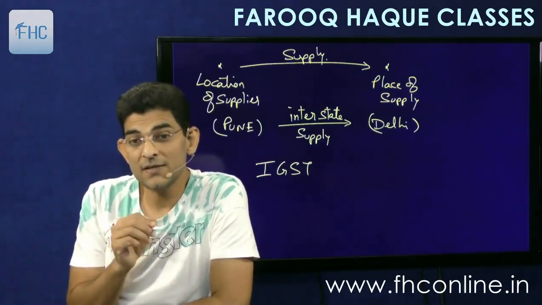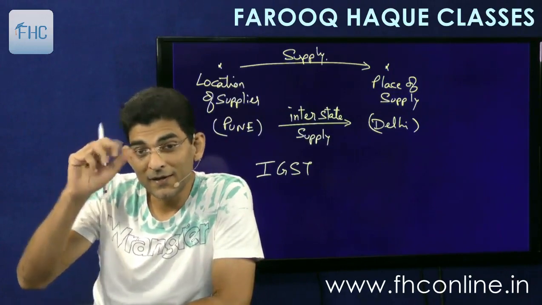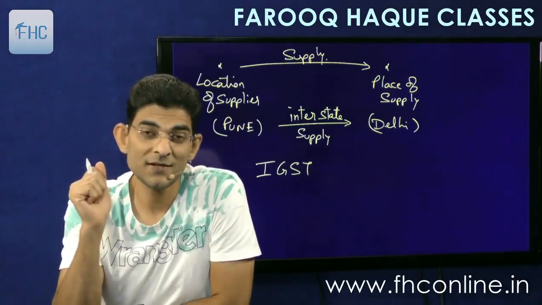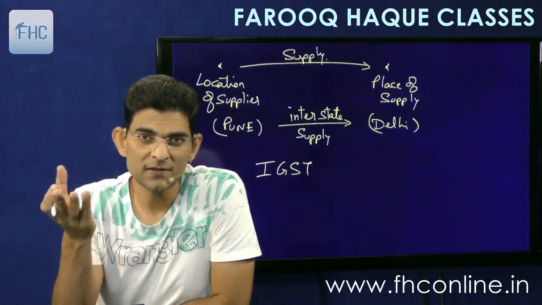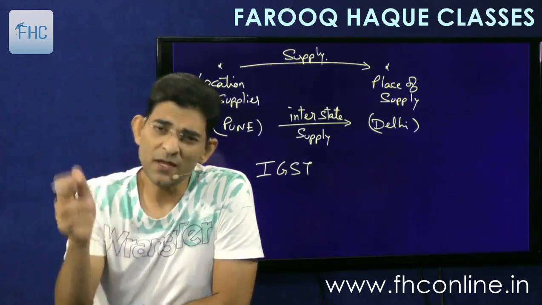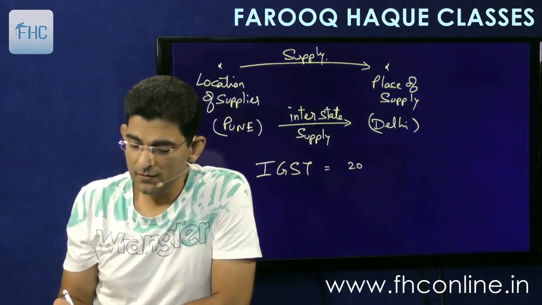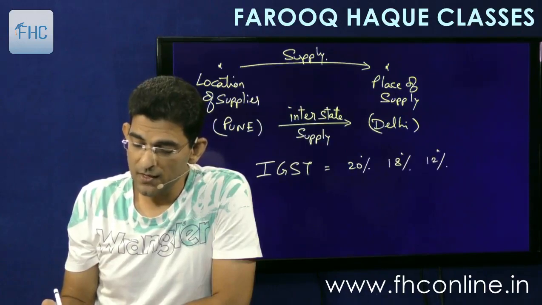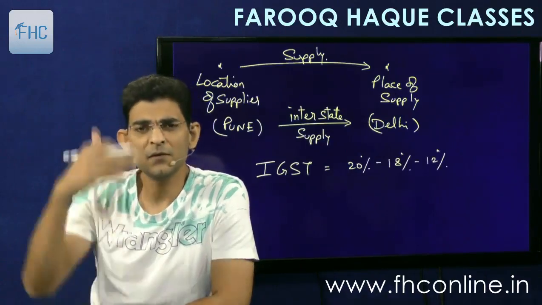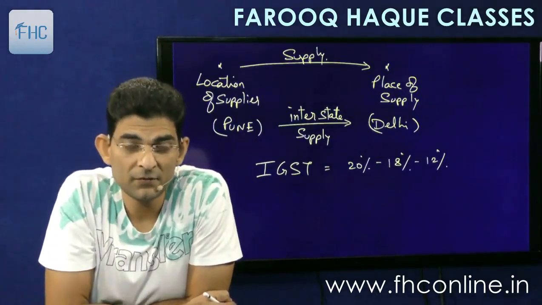Now this IGST is nothing but the aggregate of CGST and SGST. So if CGST is 10 and SGST is 10, the aggregate is 20, the total GST is 20, so that 20 is IGST. So IGST will be directly 20% or 18% or 12%, as the case may be. There are many different rates.